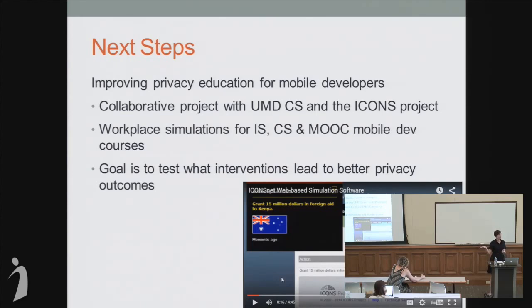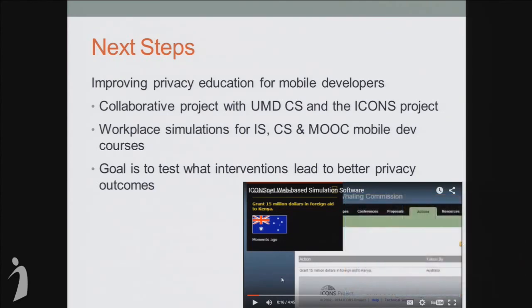We're collaborating with Adam Porter at UMD, who teaches the mobile development MOOC, so we'll have access to tons and tons of mobile developers. The goal is to test whether particular interventions, for example, particular policy guidance for review cycles, visualizations of the data sharing ecosystem, or access to user expectations, lead to better privacy designs in the course. This is a picture from the Icons online simulation. This one is, I believe, about international funding, but ours will be about mobile app development.